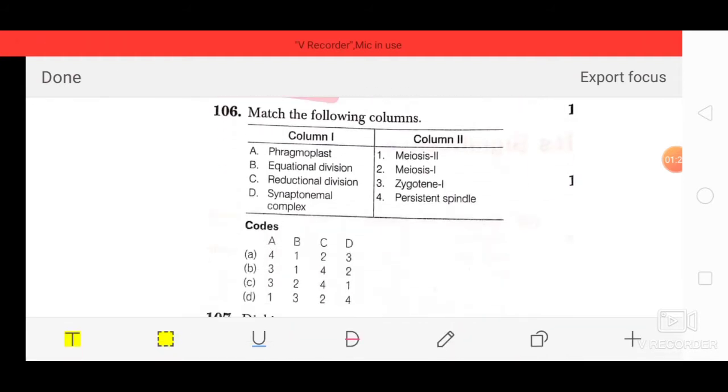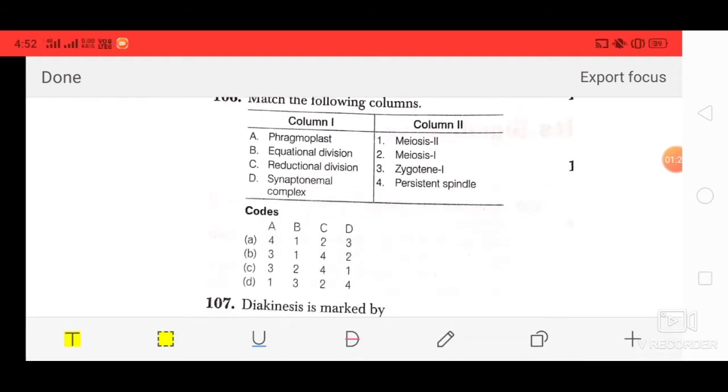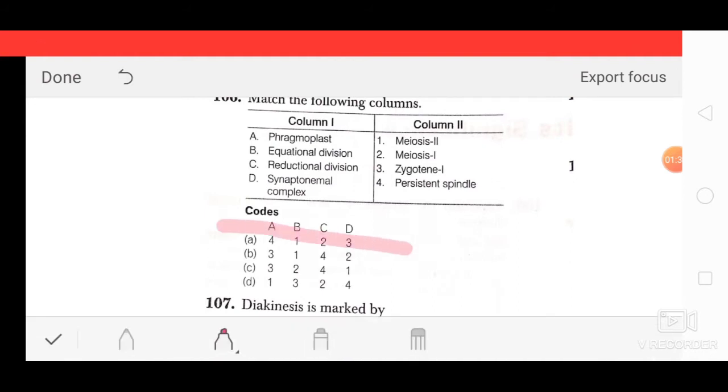Next is match the following. First is phragmoplast, and the correct match of phragmoplast is persistent spindle, that is 4. So A will be 4, so option A is the right answer. Now equational division is meiosis 2, reductional division is meiosis 1, and synaptonemal complex is zygotene.